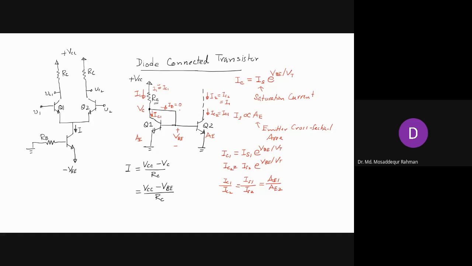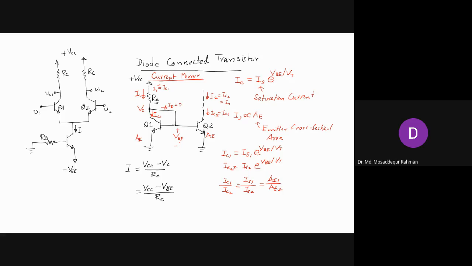And this circuit is therefore called the current mirror. Current produced in Q1 is reproduced in Q2, and this circuit is called the current mirror. Guys, any question?